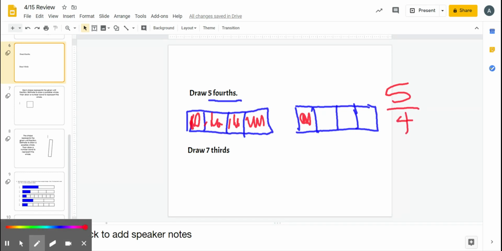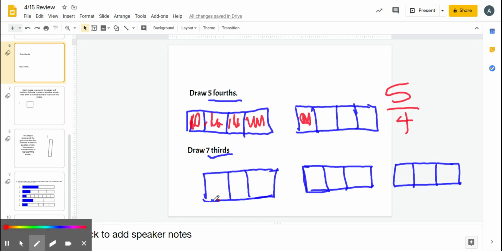Now on your paper, I want you to do this one on your own. Draw 7 thirds. So go ahead and pause the video and do your 7 thirds on your own. On your paper, to draw 7 thirds, you should have wholes that are broken up into 3 parts, because thirds means 3 parts in each one of our wholes.